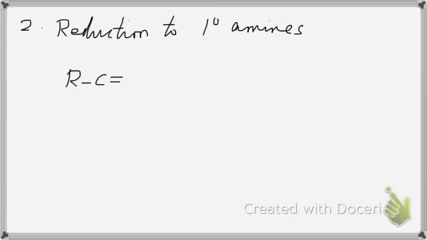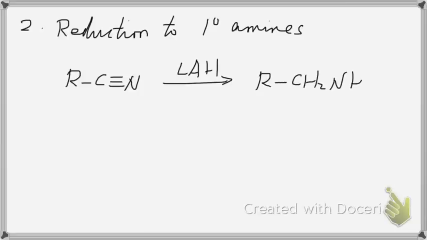The second reaction for nitriles is the reduction of nitrile to primary amines. Nitriles can be reduced by the strong reducing agent lithium aluminum hydride to primary amines. This is similar to the reduction of amides.